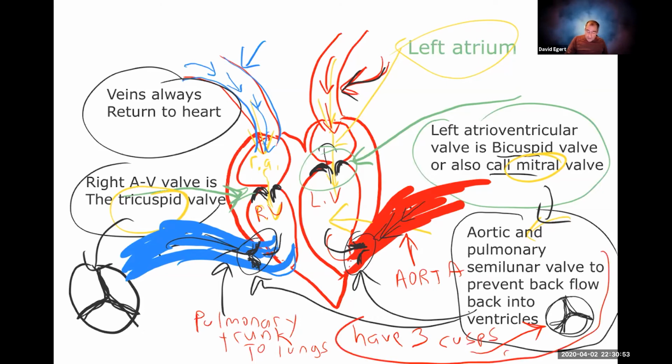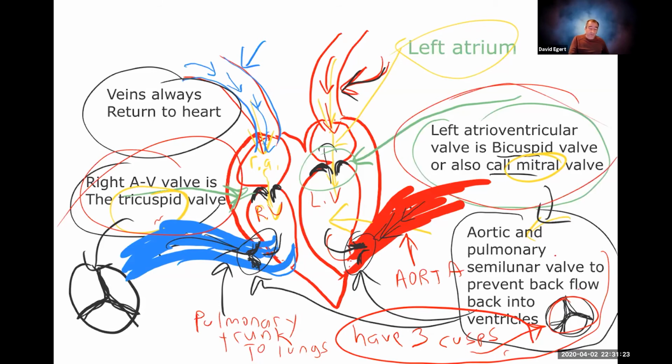The reason why you need to make sure you remember that is the right AV valve also had 3 cusps. So if you're looking at a picture or a real heart or a model, and you see 3 flaps on the valve, it doesn't mean it's the tricuspid valve. It might be one of these. So be careful: yes, bicuspid valve has 2 flaps, tricuspid valve has 3 flaps, but these semilunar valves also have 3 flaps. So don't use the number of flaps as the thing that tells you definitively which valve you're looking at.